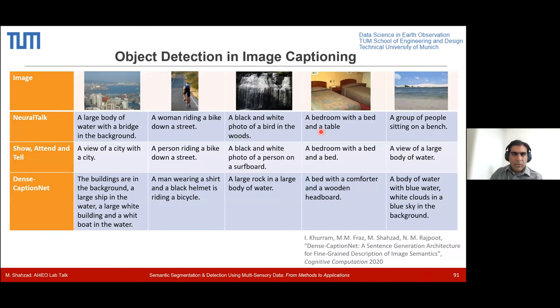And so these are the kind of dense captions which we are able to generate. For example, this is the image. These are the two famous image captioning methods in comparison, which they generate, and this is the more detailed caption which our method was able to generate. So this is an example where object detection plays a really vital role.